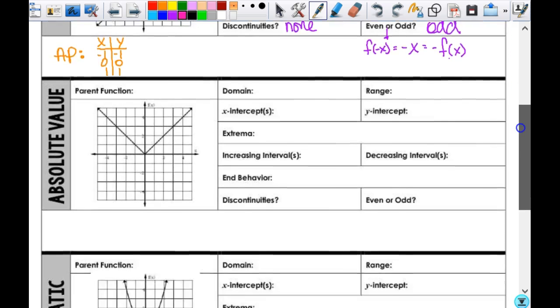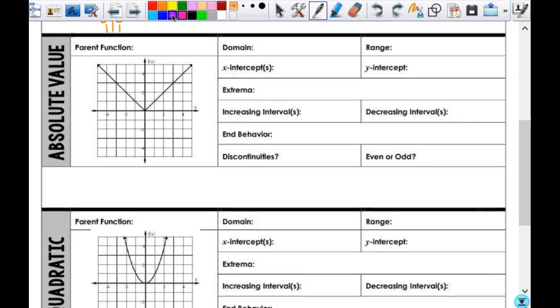Absolute value function. So the function for this, f of x, is equal to what? Absolute value of x. That's why it's called the absolute value function, right? Names make sense at least. The domain is -infinity to infinity. What's the range? 0 to infinity, right? Do I include the 0? Yes, I do. Do I have any x-intercepts? Yes, that is 0, 0. Y-intercepts? 0, 0. Okay, good.